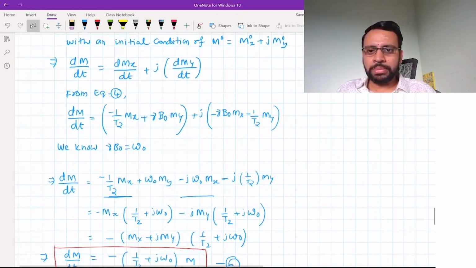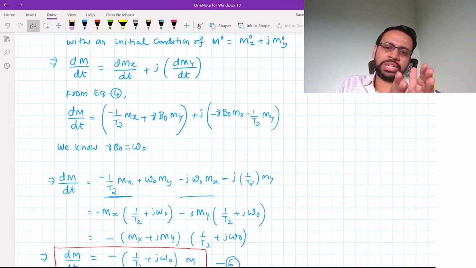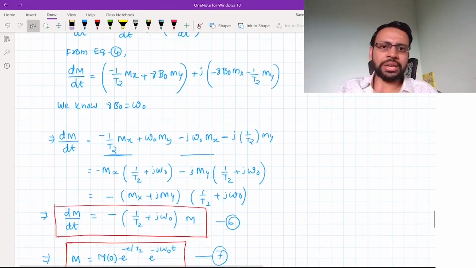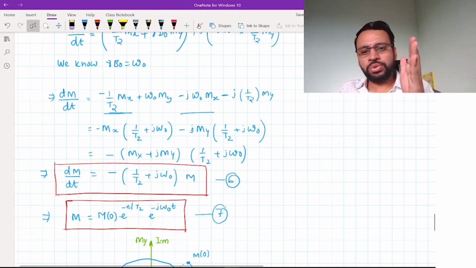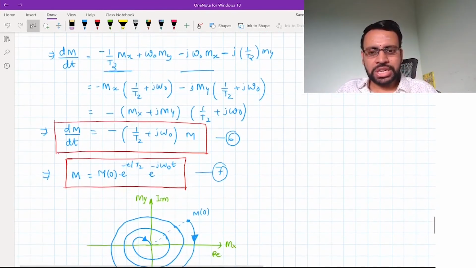So dM by dt is equal to the derivative of the Mx component with respect to t plus j times the derivative of the My component with respect to t. You write this out, the same thing which we did earlier with all those assumptions, in a very similar line, and that would give you this expression: dM by dt equal to minus of 1 by T2 plus j times omega naught, into M. Again a very commonly occurring differential equation.